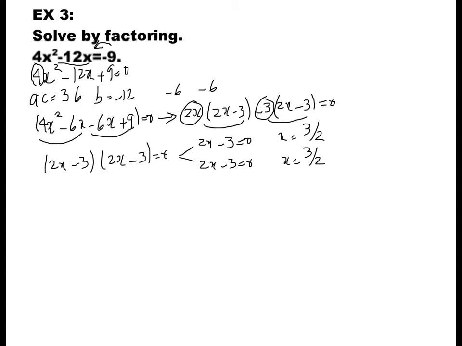So this means this quadratic has two x-intercepts, both of which are the same. And remember, the way that it looks is a quadratic which is touching the x-axis. Something like this one.